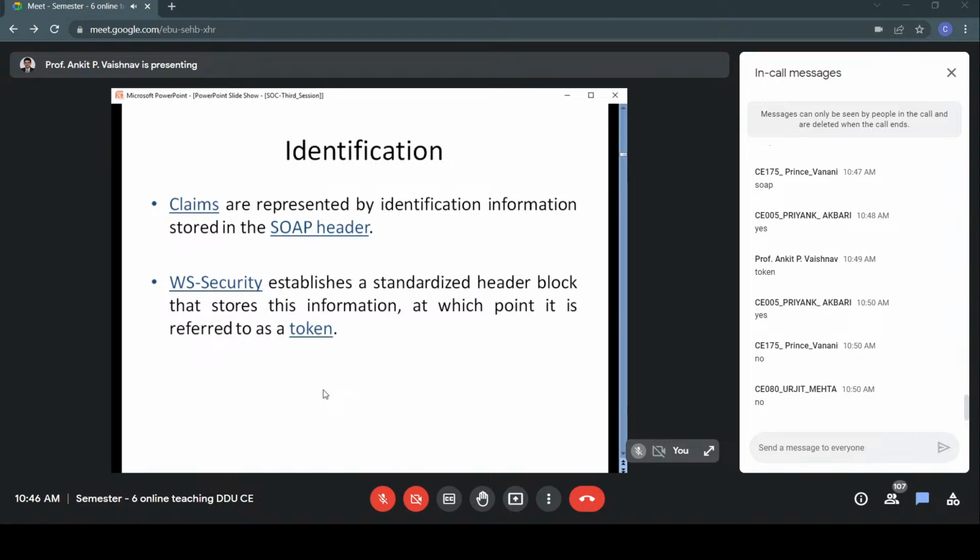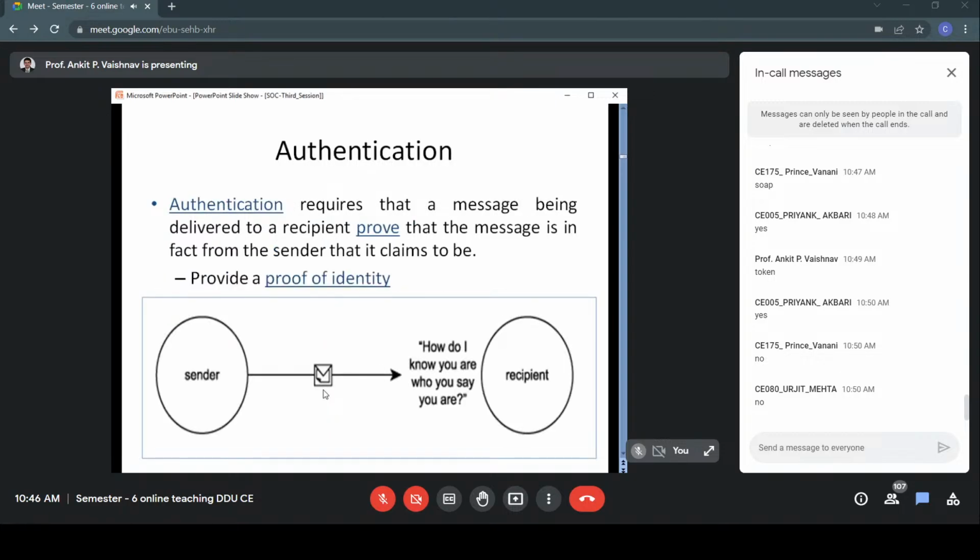So making a claim is just an incomplete sequence, right? Identification itself does not guarantee that you can actually prove that it is a valid sender. So we require the second step, and that is called authentication, right? Let us look at the figure that is going to make this clearer. The recipient is asking, how do I know you are who you say you are, right? I hope you understand this statement. Is that clear?